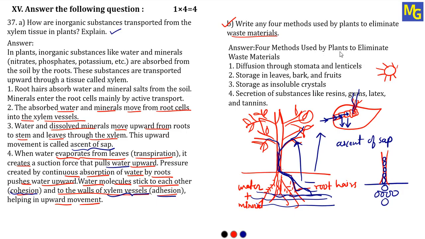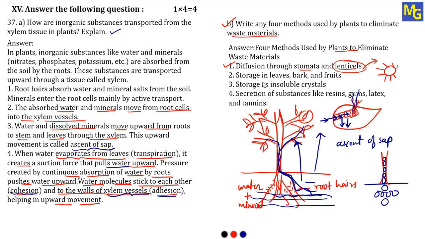The 4 methods used by plants to eliminate waste materials are: number 1, diffusion through stomata and lenticels. So see here, there are stomata, the small pores present on the leaves, on both epidermis. Those stomata will help to remove unwanted gases and also water. Similarly, there are some cells present on the stem which are called lenticels. These also will help to remove the unwanted gases and water.